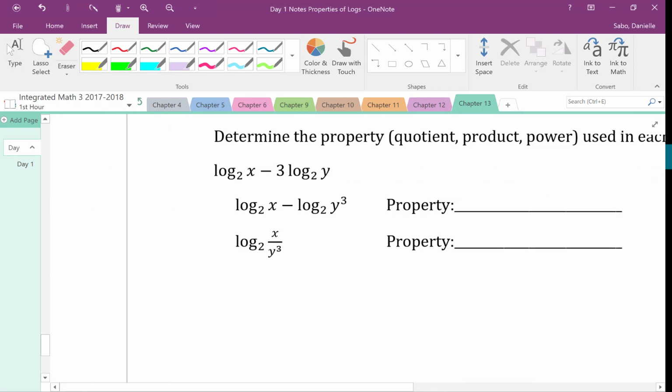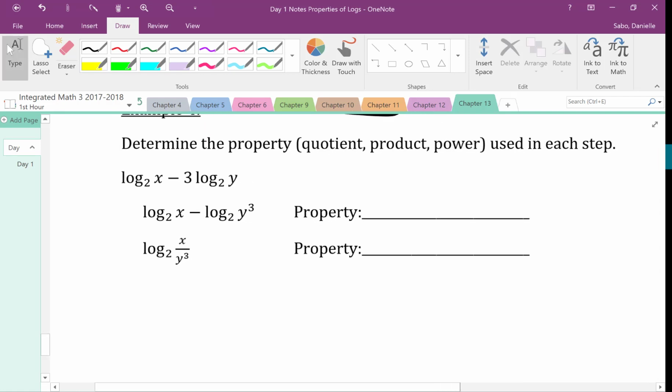Okay? All right. Determine the property, quotient, product, power, used in each step. So what are we going to do here for this first property? We're going to divide, which is called the quotient rule. Oh, we didn't do the quotient rule here. We did it here. Sorry. Because what did we do in this one? The power rule. Thank you.